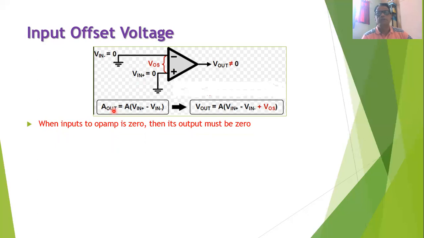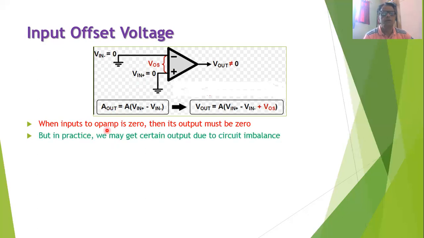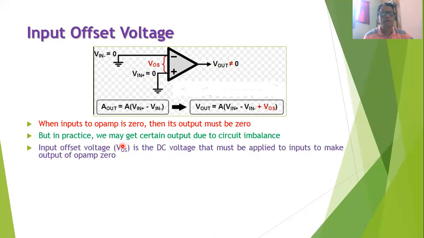When the input to the operational amplifier is 0, then its output must be equal to 0. But in practice, we may get a certain output, and we are getting this output because of the circuit imbalance. Input offset voltage, which is written as VOS, is the DC voltage that must be applied to the input to make the output of the operational amplifier equal to 0 when its inputs are 0.